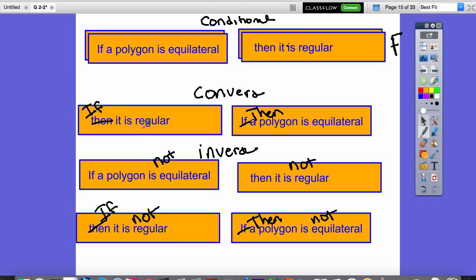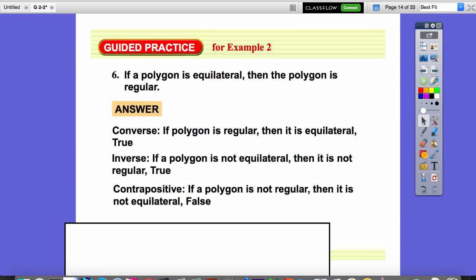If it is regular, then it is equilateral. That's true. If it is not equilateral, if the sides are not equal, it cannot be regular. And if it is not regular, then it's not equilateral. If the polygon is not regular, it can still have equal sides. So that one's false. So once again, we have this same pattern. In this case, the conditional and the contrapositive are both false. The converse and the inverse are both true. If that's a little messy for you to read, you can read it there.